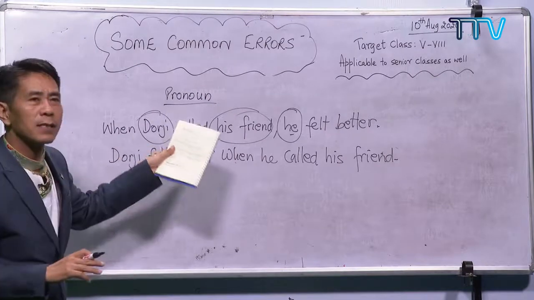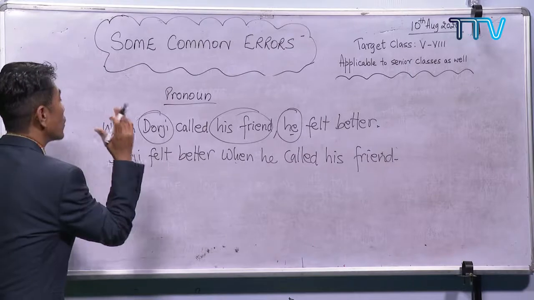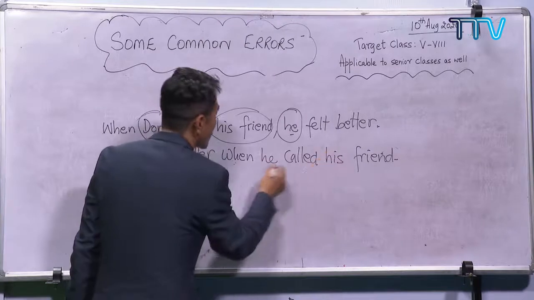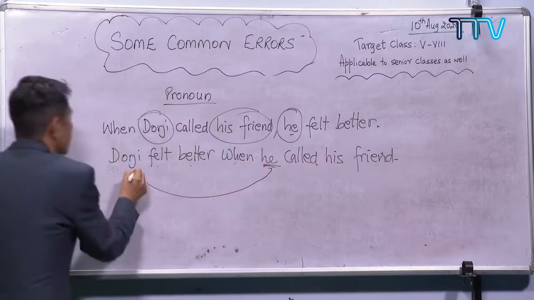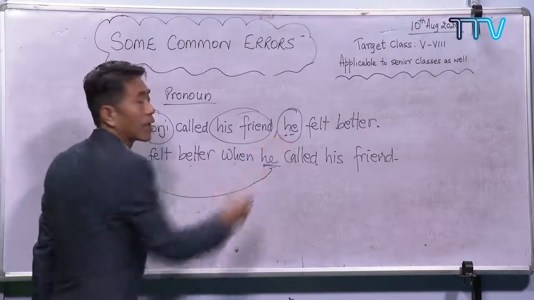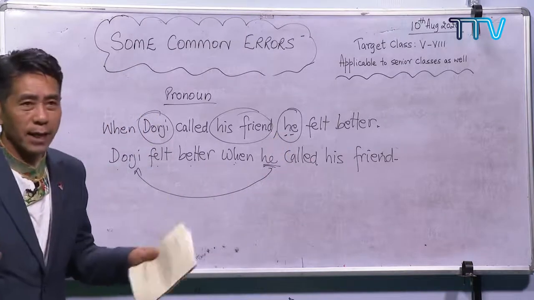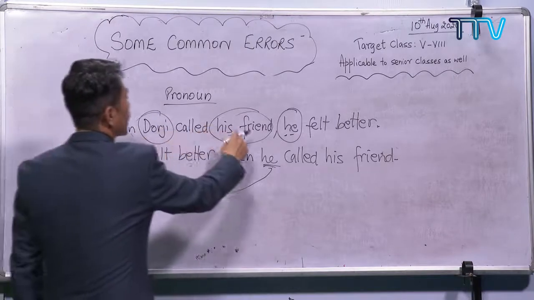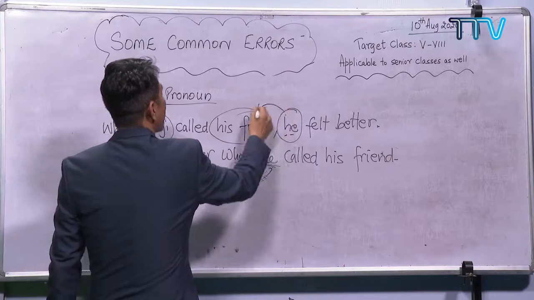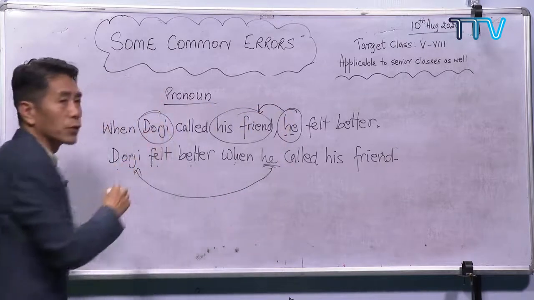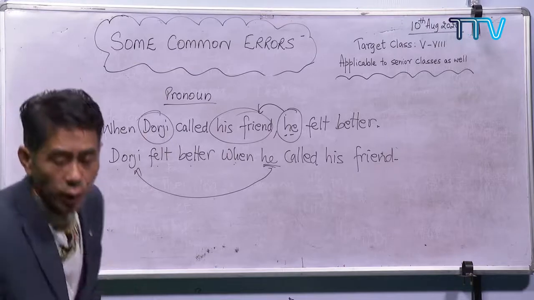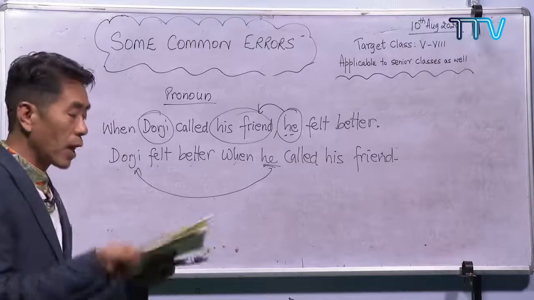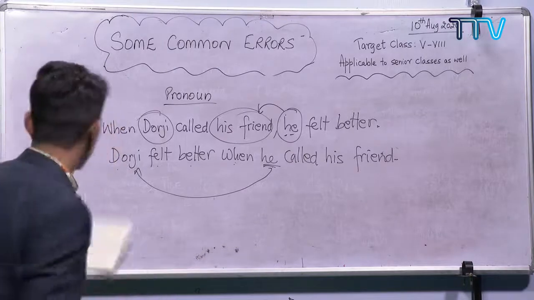If you write it, then this is a common error. You should be very specific. For example, Doji felt better when he called his friend. Now, he refers to Doji. So we should not make this kind of mistake where the pronoun is in a vague state. It does not specify a particular person. When Doji called his friend, he felt better. He can refer to his friend or he can also refer to Doji. So you see some kind of confusion, and you should not make this kind of mistake. Okay, this is about the pronoun. I've got more examples.